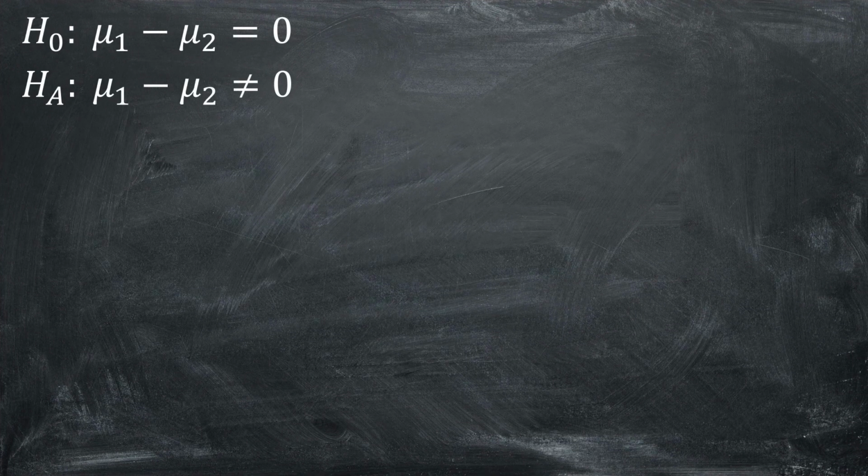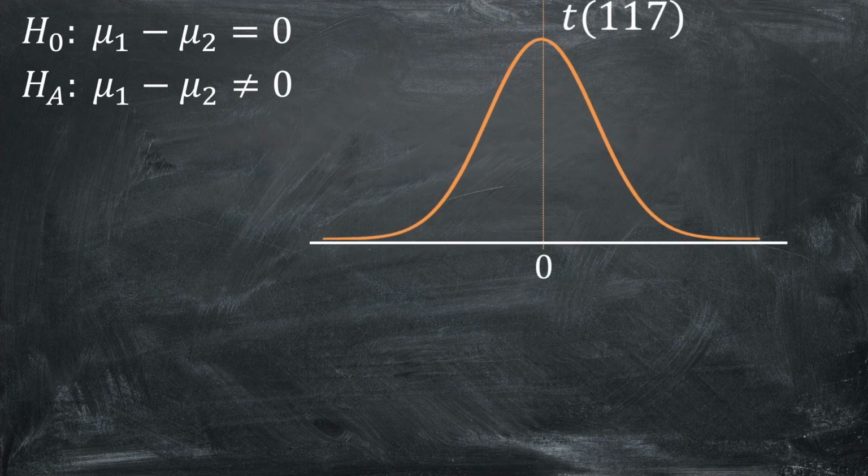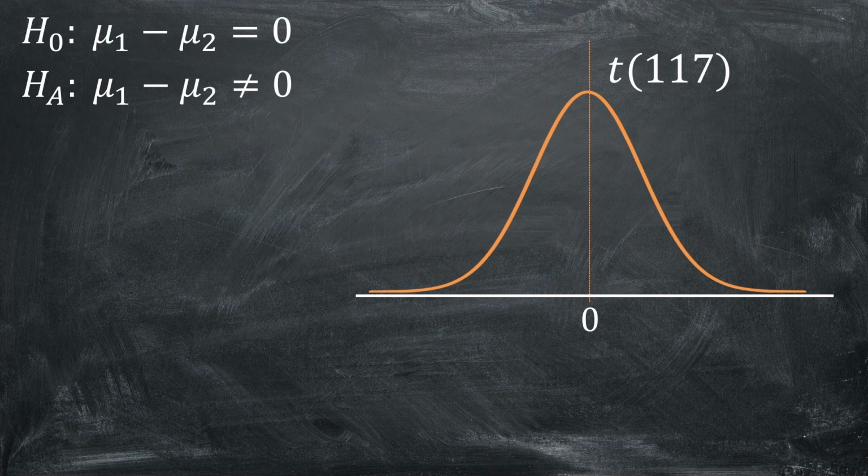So let's go to a picture. Here we have a picture that represents our test statistic under the assumption that the null hypothesis is true. And in this case, it's a t-statistic because we're going to be using a standard error for the difference between sample means. And that t-statistic has 117 degrees of freedom.